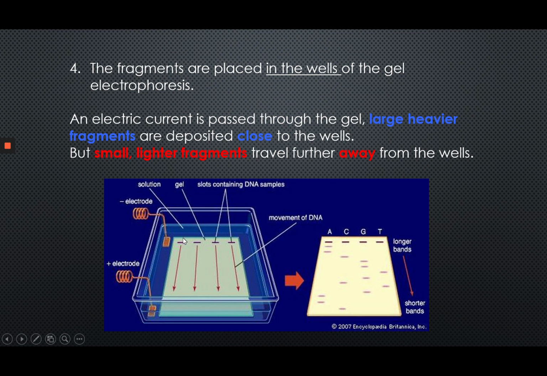The current picks up those molecules of DNA. And the heavy ones, because they're massive and heavy, don't get to travel as far as some of the lighter ones. So in the end, you see little deposits of fragments. Each line isn't necessarily one fragment, but each line could represent several groupings of fragments of the same size. So we see heavy fragments closer to the wells, and lighter, shorter fragments further away.